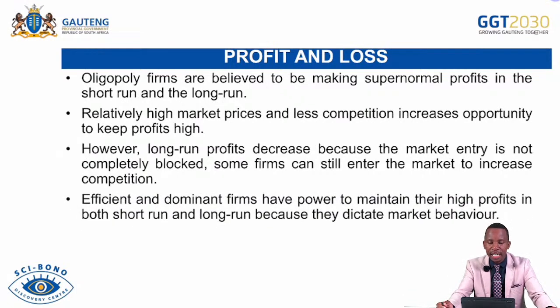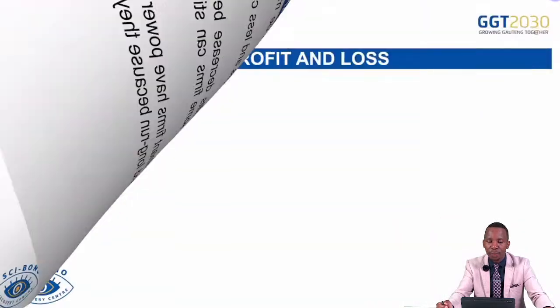Some firms can still enter the market to increase competition, therefore, that will reduce profits a little bit in the long run. Efficient and dominant firms have the power to maintain their high profits in both short run and long run, because they dictate the market behavior. They're the ones that make main decisions within the market, and other firms normally follow. So they're the ones that always make long run and short run profits within the economy.